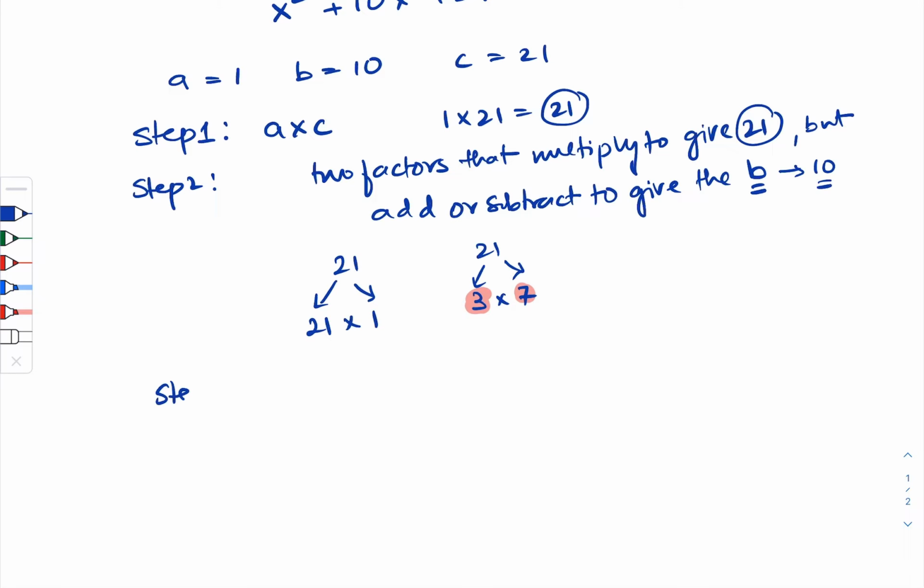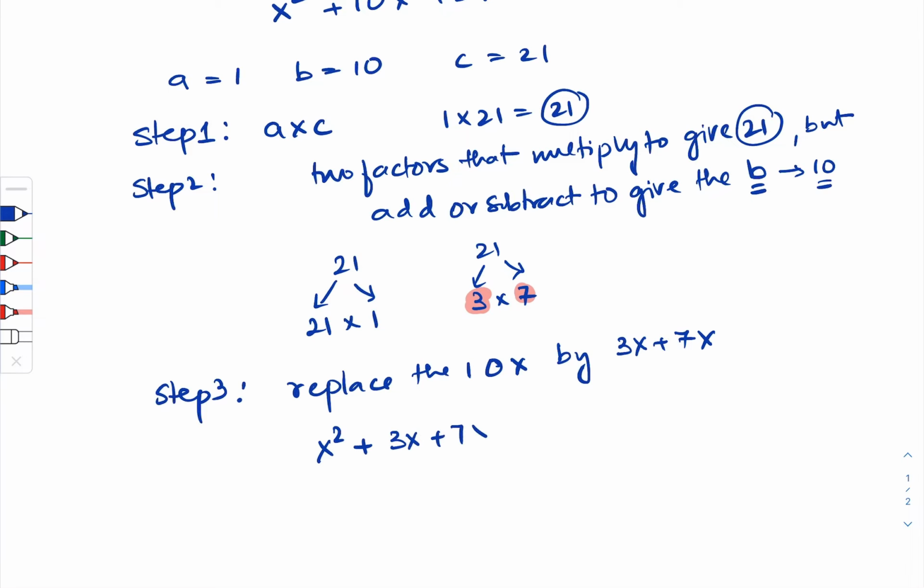So step 3 is going to be to replace the 10x, which is the middle term, by 3x plus 7x, which is the combination of those two terms, putting the x along with them. So let's go ahead and write the expression out: x squared plus 3x plus 7x plus 21. Now you might be thinking, can I write the 7x first and then the 3x? Yes, you can. It doesn't matter.